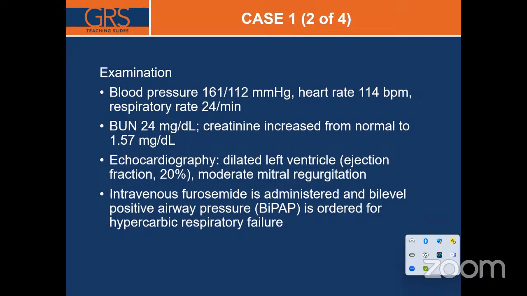BUN 24, creatinine increased from normal to 1.57. Echocardiography shows dilated left ventricle with ejection fraction 20%, in addition to moderate mitral regurgitation. Intravenous furosemide is administered and bi-level positive airway pressure is ordered for hypercarbic respiratory failure.